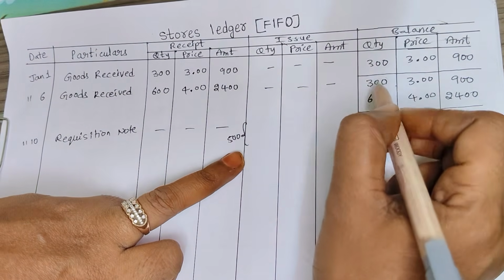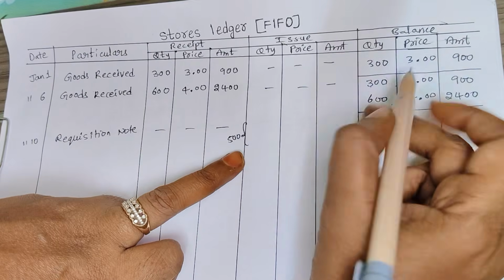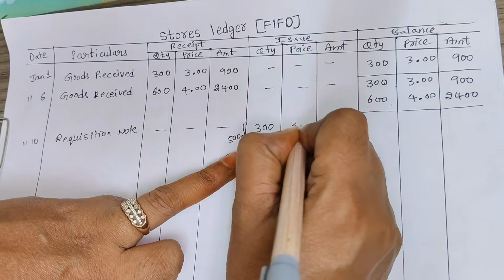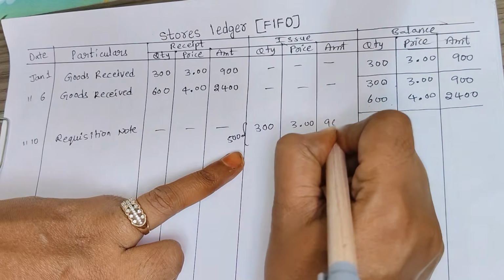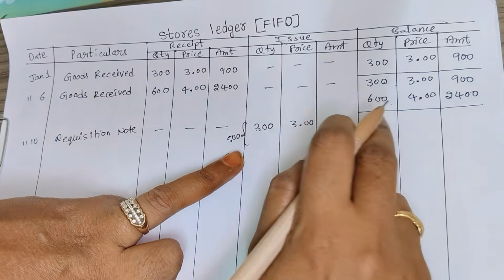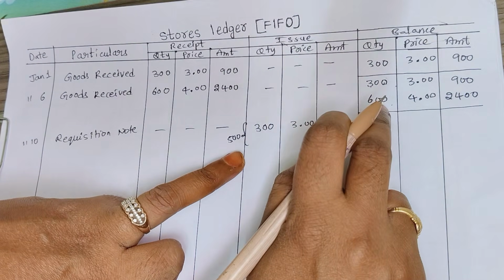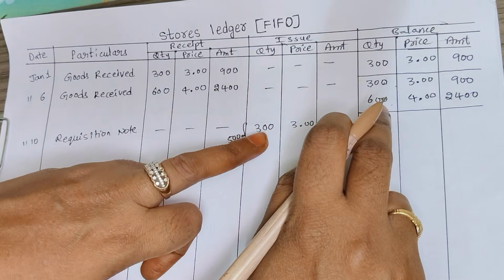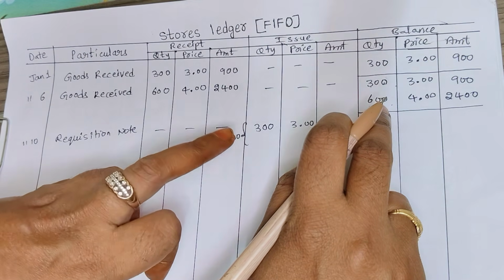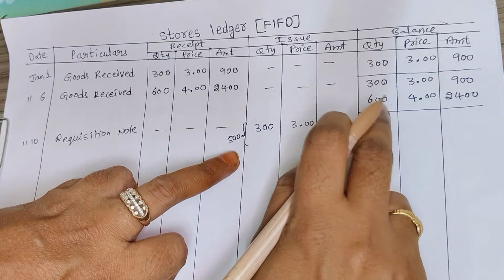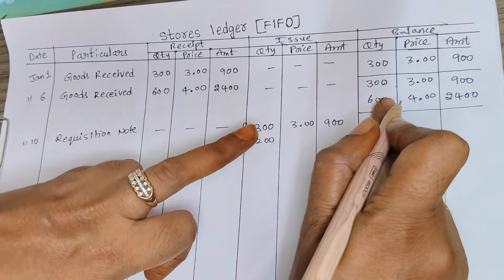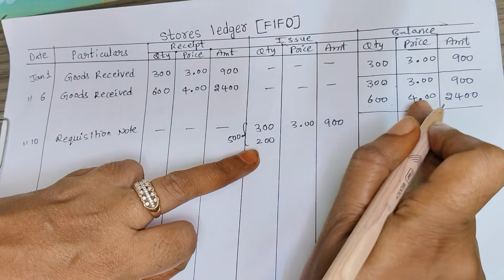So first in, so what came into our store first? 300. So first you need to issue this 300 at the rate of 3 per unit. So what is the value? 900. Okay, then what came second? 600. So from 600, how much do we require? Out of 500, 300 issued from the store. Remaining, how much do you require? 200. That 200 you need to take from 600. So from 600 we are issuing 200. At what cost? 4 rupees.